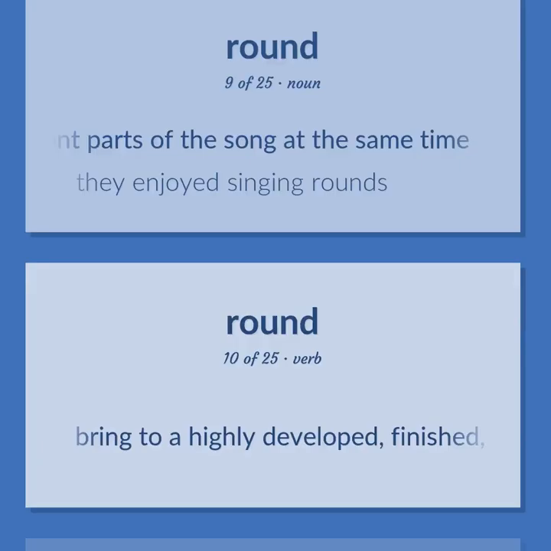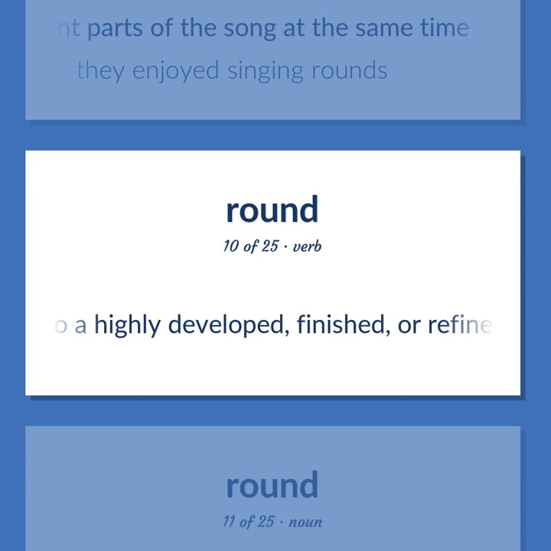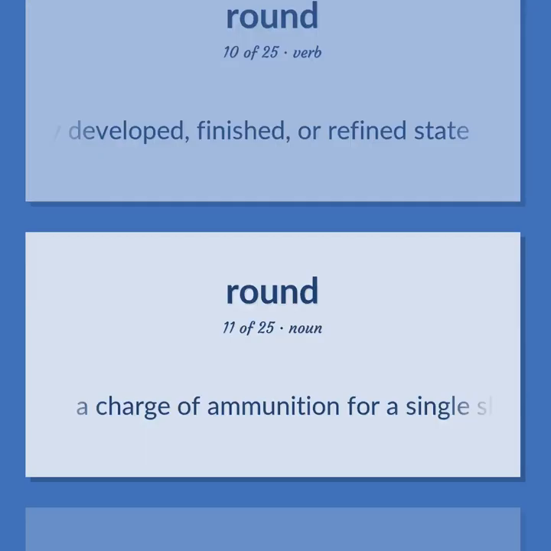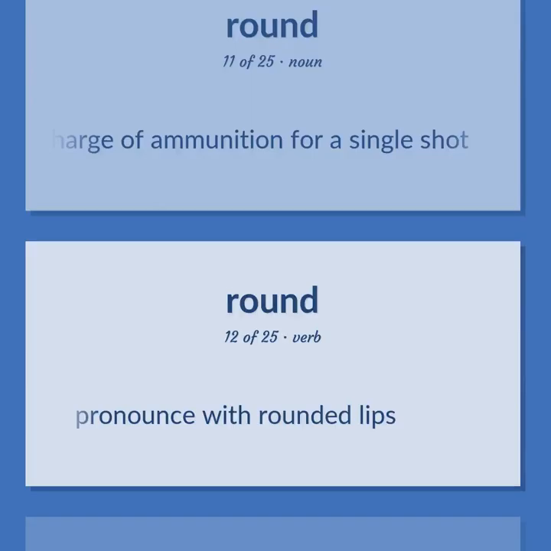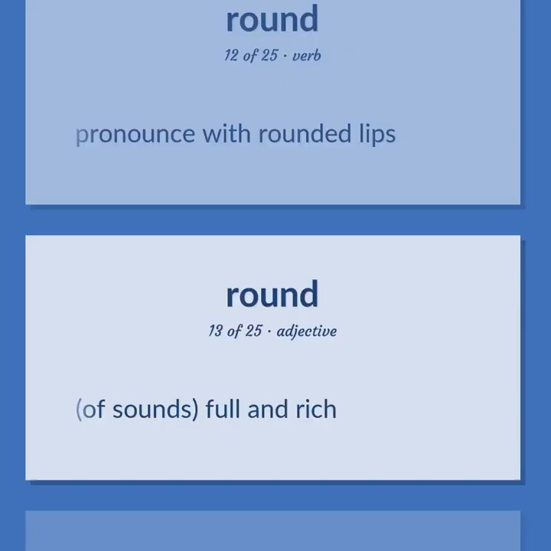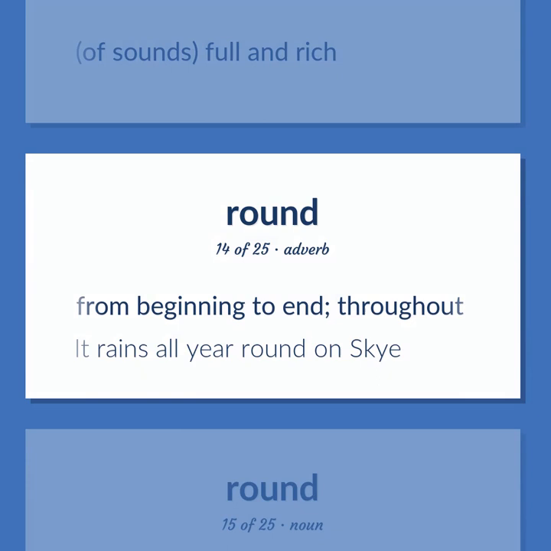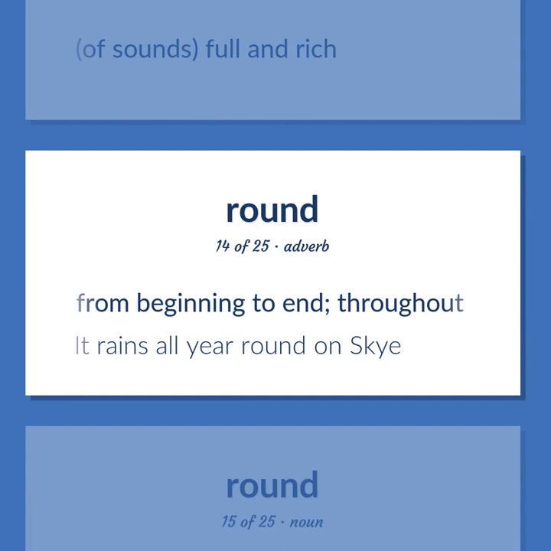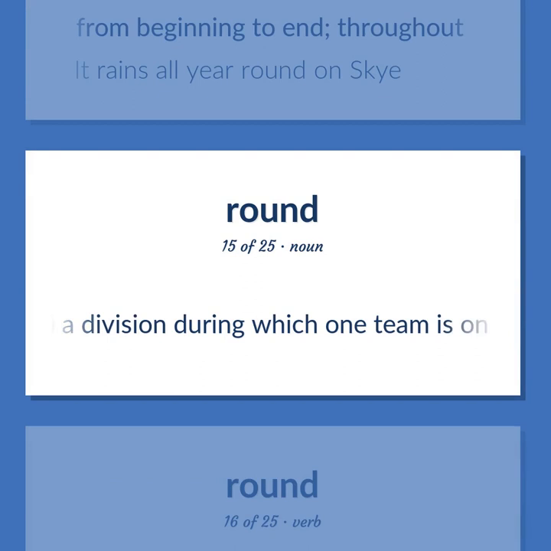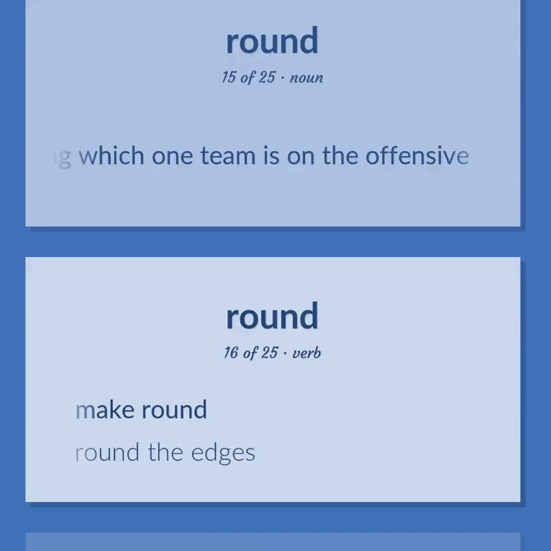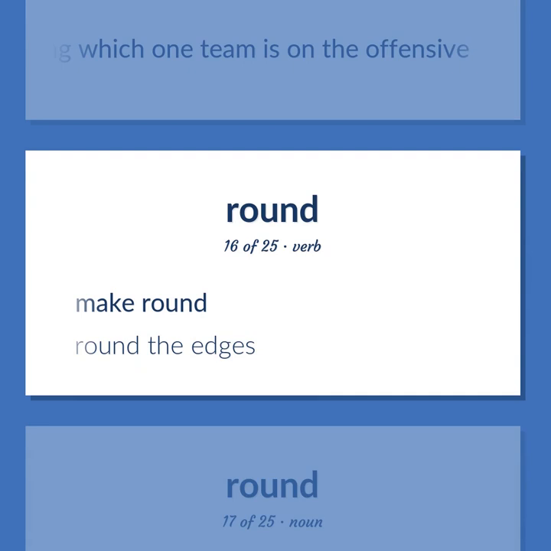Bring to a highly developed, finished, or refined state. A charge of ammunition for a single shot. Pronounce with rounded lips. Of sounds, full and rich. From beginning to end, throughout. It rains all year round on Skye. Sports: a division during which one team is on the offensive. Make round. Round the edges.